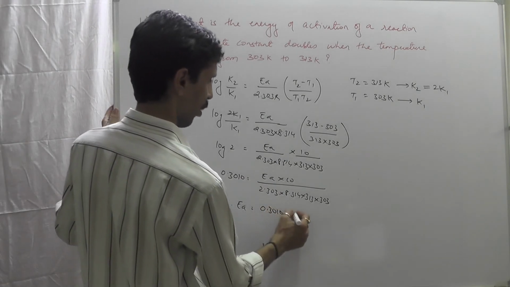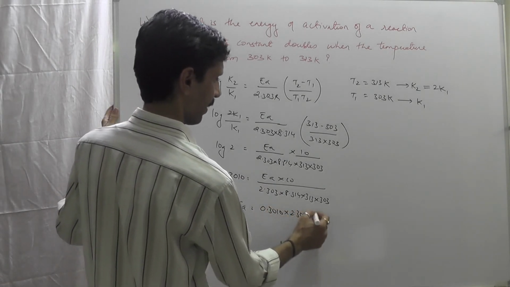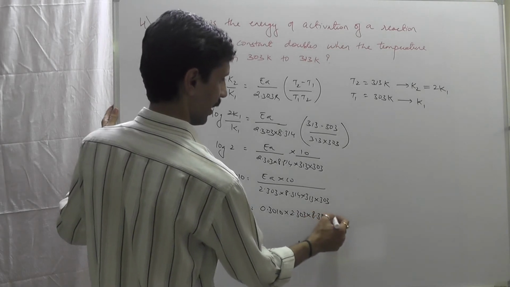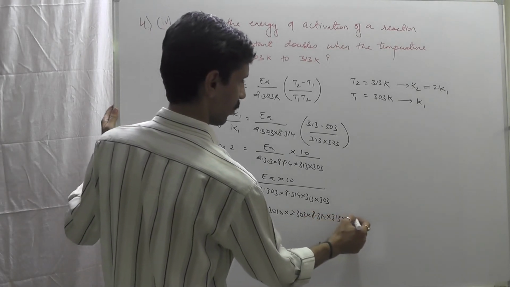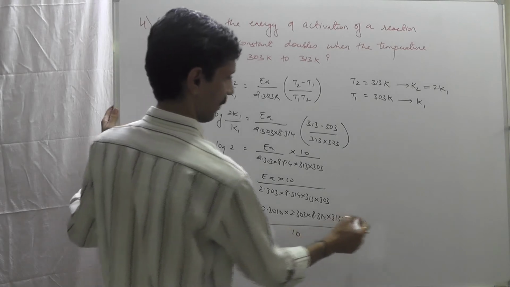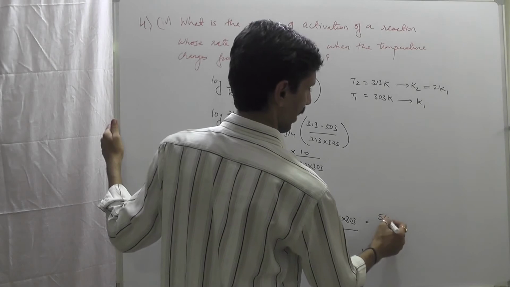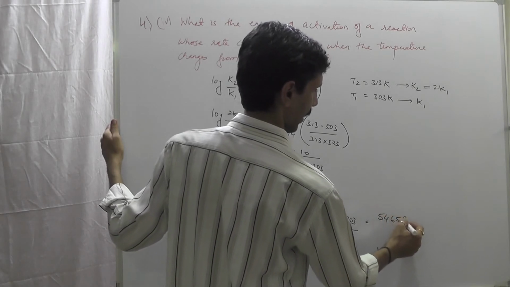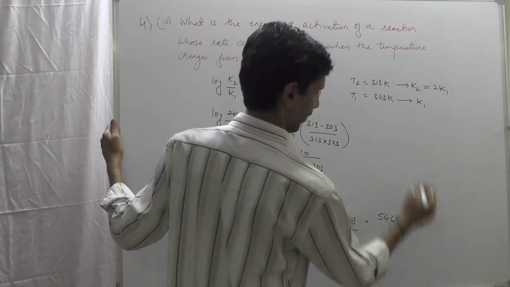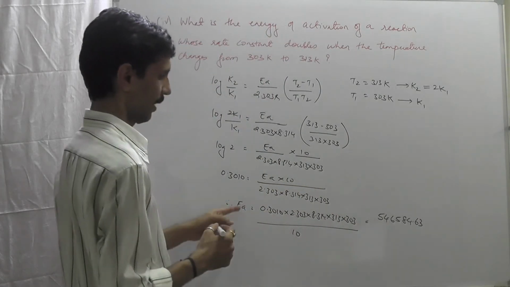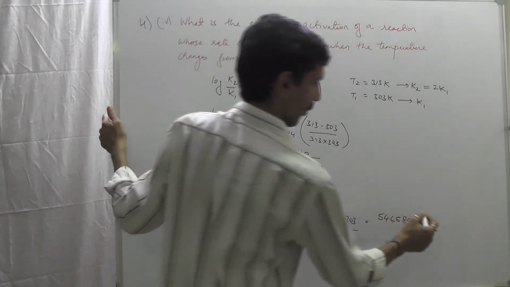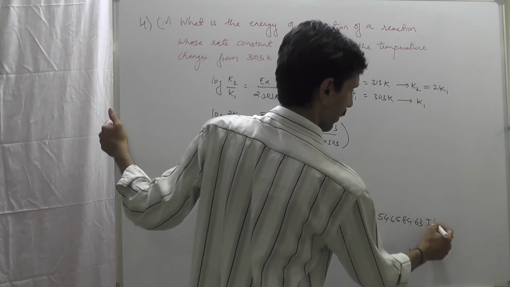This is the simple algebraic operation we are performing: into 8.314 into 313 into 303 divided by 10. Okay, so that is going to give you 546584.63. That is the value you get for the energy of activation.